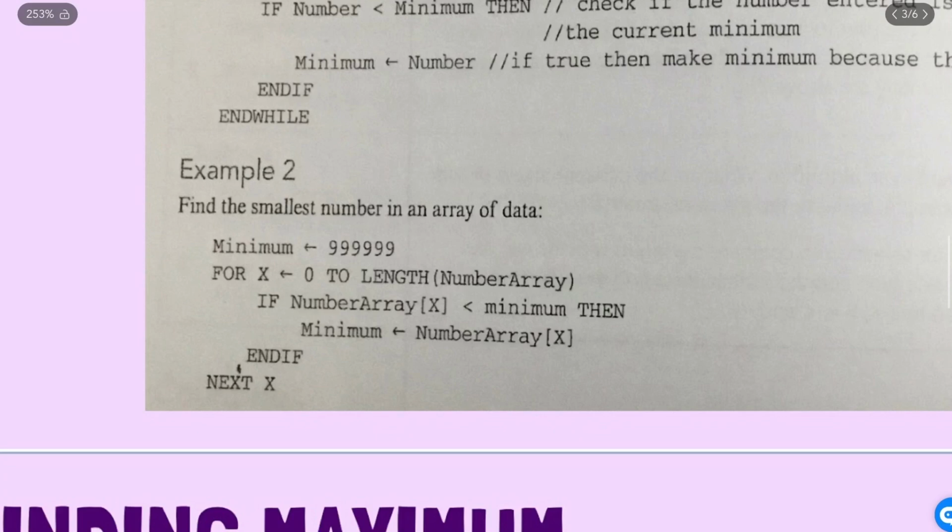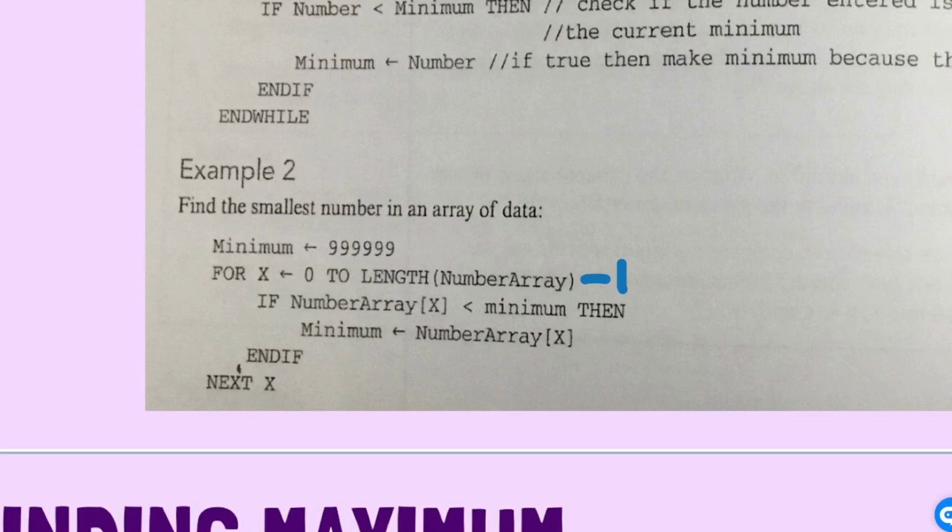Example 2. Find the smallest number in an array of data. So now we're going to do the same exact thing but in arrays. They entered minimum value as 999,999. For x 0 to length number array, there should be a -1 over here because they started from 0. If number array x is less than minimum, so basically the value that is stored at number array x, if it is less than minimum, then the minimum becomes that number array x.